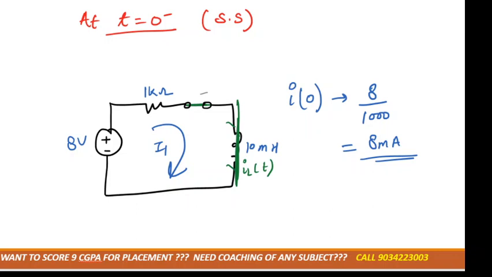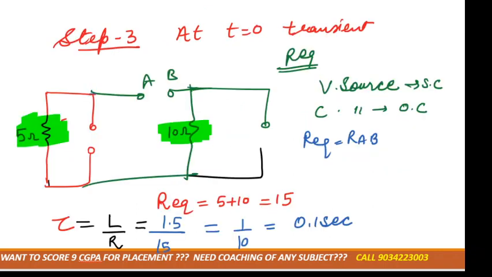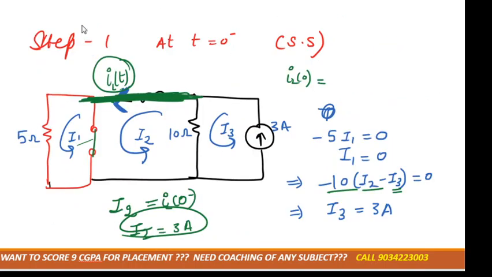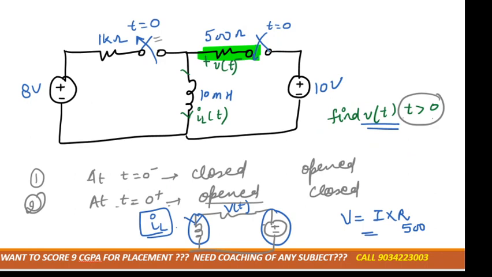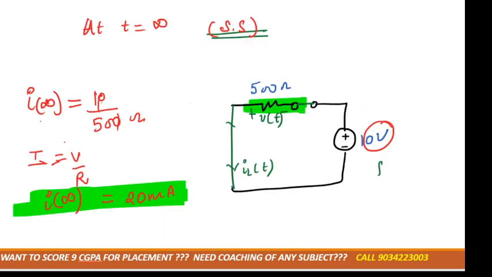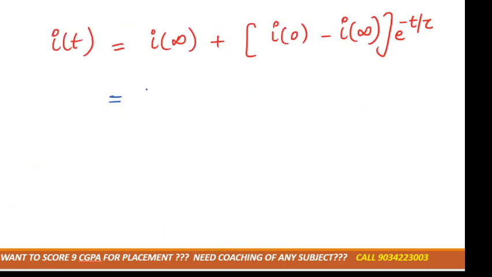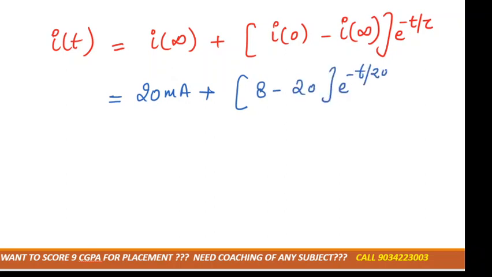No, that was I of 0. So how much did we get for I infinity? 20 milliampere. Okay, 20 milliampere plus I of 0, we got it as 8, minus 20, e raised to power minus t by 20 microsecond.